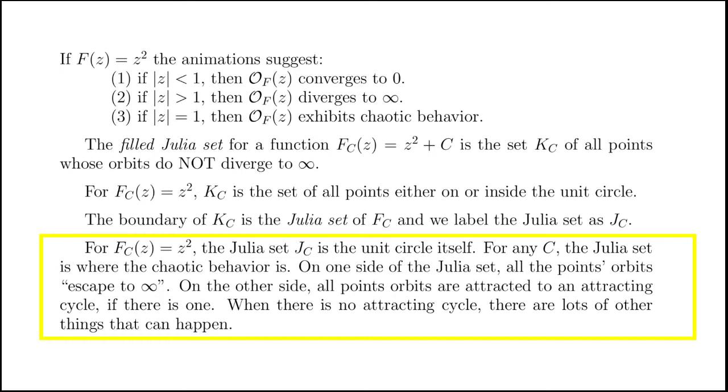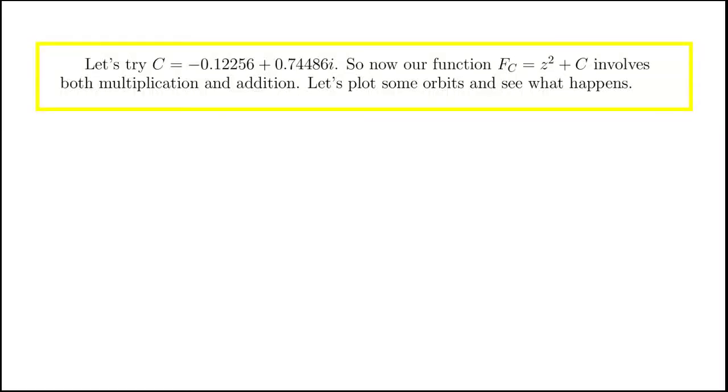On one side of a Julia set, all the points' orbits escape to infinity. On the other side, all points are attracted to an attracting cycle if there is one. When there is no attracting cycle, there are lots of other things that can happen. Let's let c equal the complex number shown here. So now our function f sub c equals z squared plus c involves both multiplication and addition. Let's plot some orbits and see what happens.